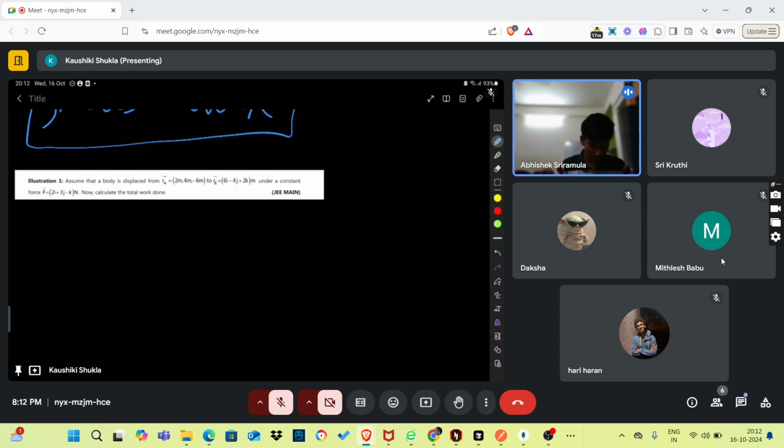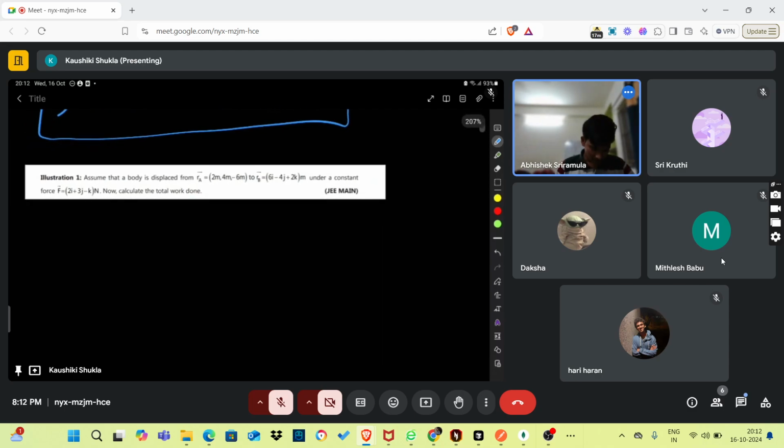Okay, so I'll start it now. It is mentioned that assume a body is displaced from this position vector to this position vector, that is from A to B, under a constant force. This is the constant force. Now he's asking us to calculate the total work done. So we are talking in terms of 3D plane. Well, nonetheless, we'll go with the basic definition.